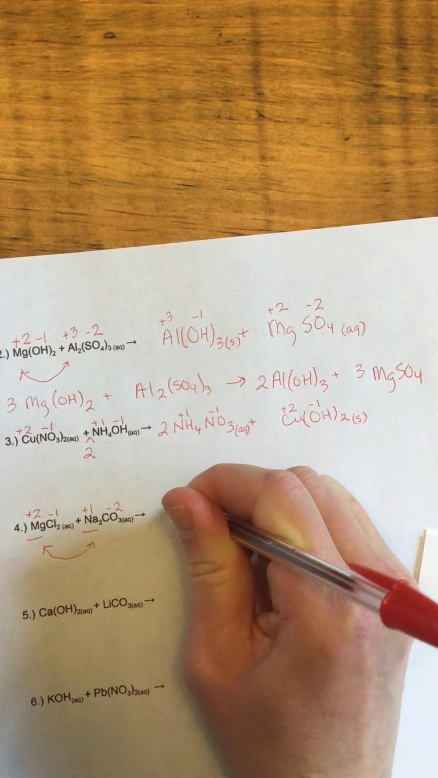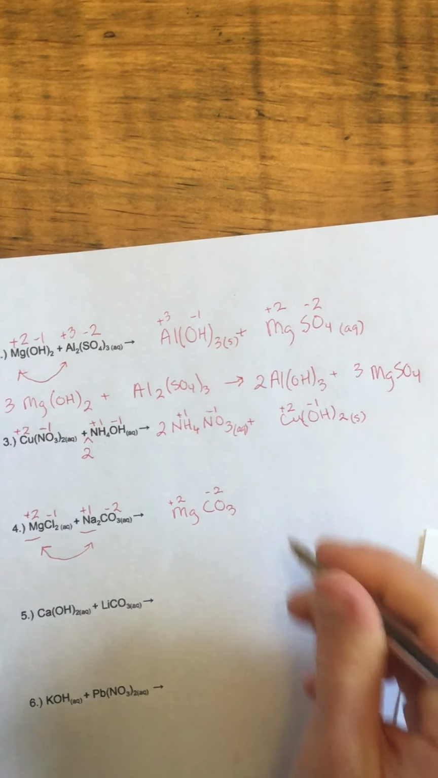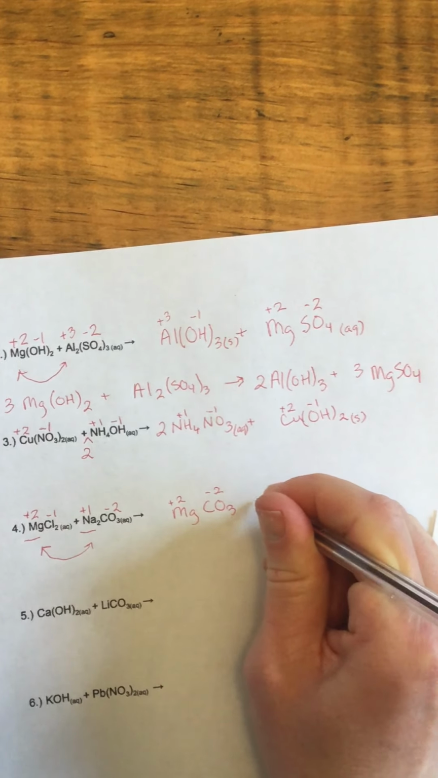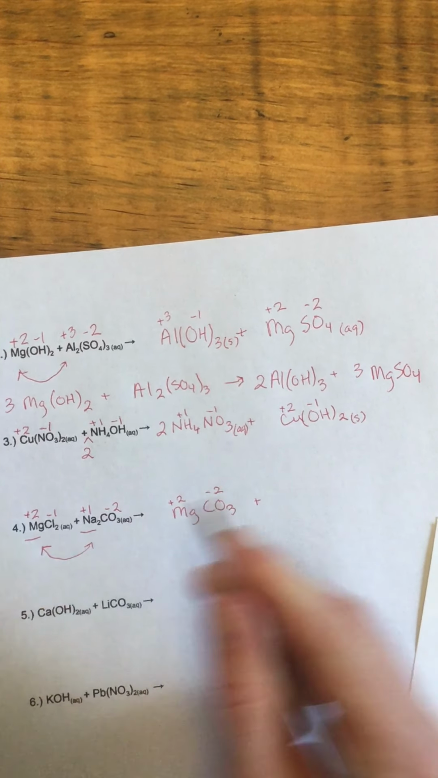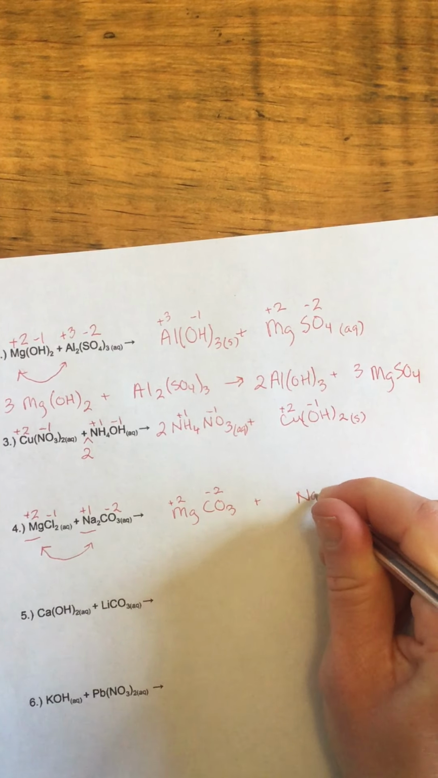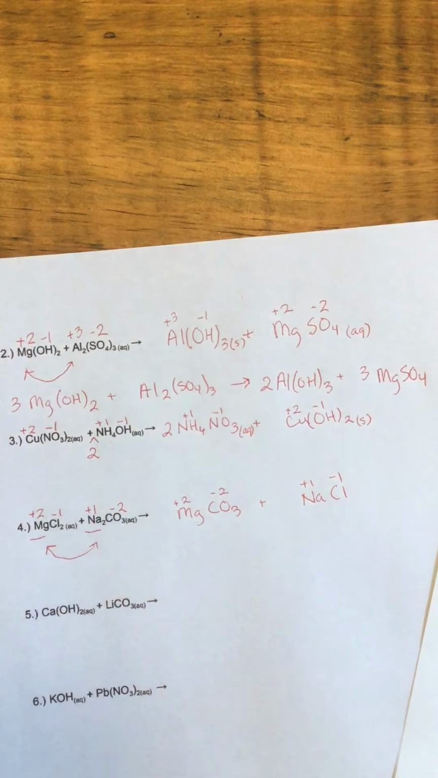And we're going to form magnesium carbonate. Magnesium being +2, carbonate being -2, so we don't need to add in any subscripts. Plus our other product, which would be sodium combined with chlorine. Sodium is +1, chlorine is -1. So again, we don't need any subscripts there.